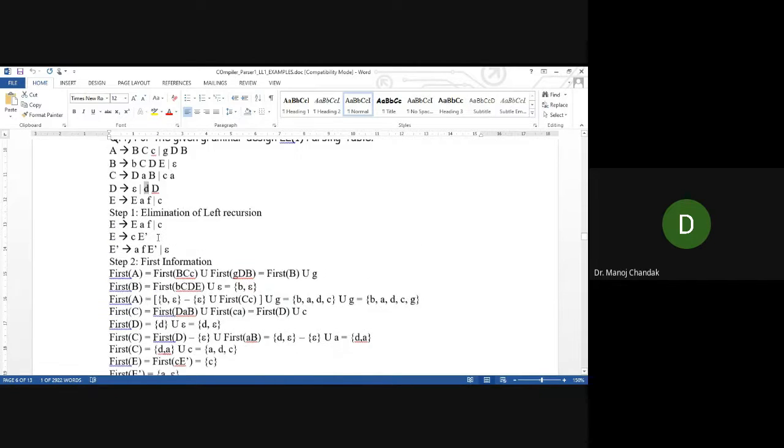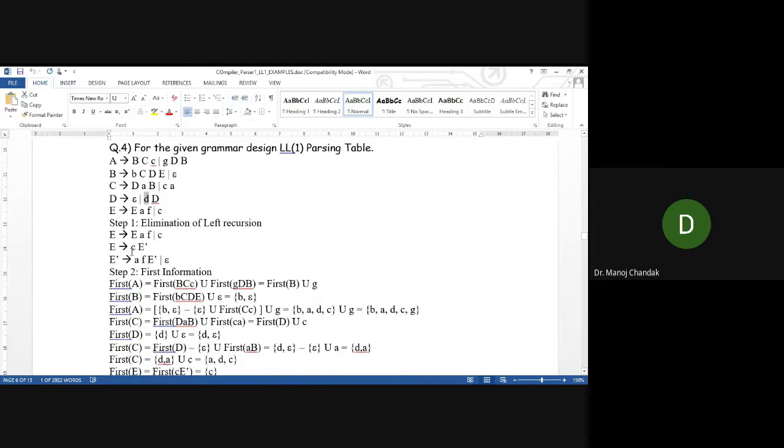Okay. So here, if you look at first of E is C, no problem. First of E dash is A epsilon, no problem. First of D is D epsilon, no problem. First of B is B epsilon, no problem. But for this grammar, the problem exists with first of A. Okay.